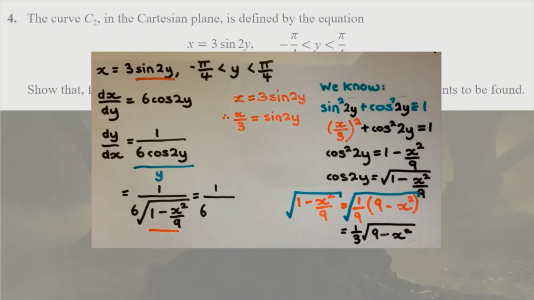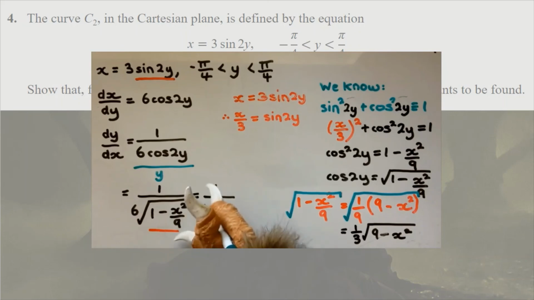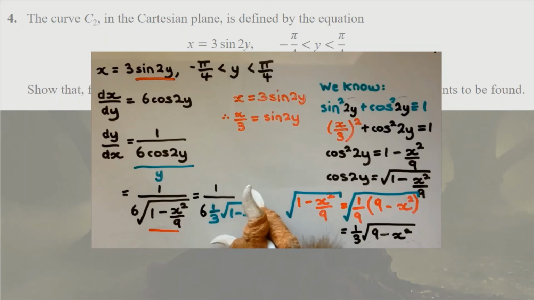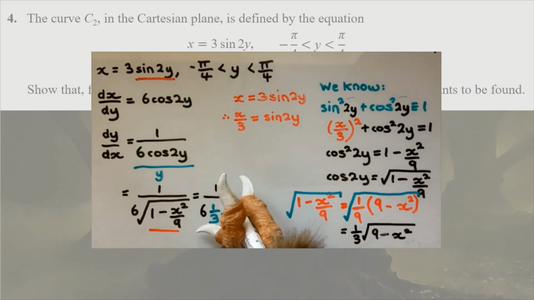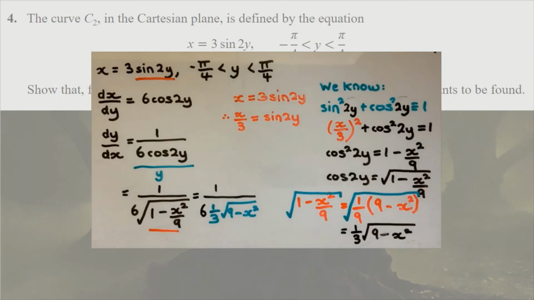So let's put that in. 9 minus x squared. So all that can go in place of the square root of 1 subtract x squared over 9, because we've just shown that they are identical statements. And just to tidy up, we have a final answer, so that's going to be 6 multiplied by a third, which is 2, so it's 1 over 2 multiplying the square root of 9 subtract x squared, and we have it in the form required.